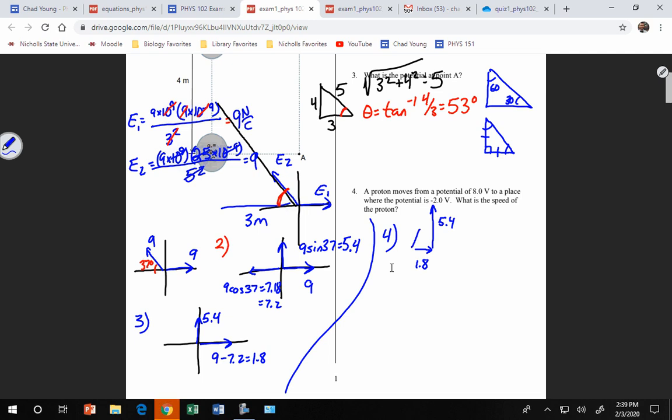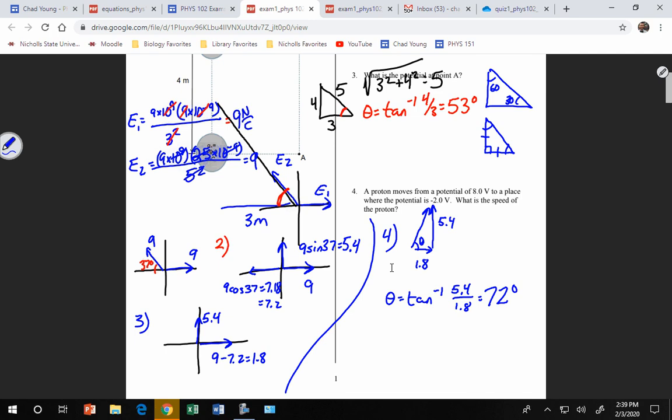So I'm looking for this vector. Notice that's a right triangle. I want to know that angle. Theta is the inverse tan of 5.4 over 1.8, so inverse tan of 3. 72 degrees. That jives with what I think it should be, because the way I've drawn those vectors, that's a really big angle. It's bigger than 45.